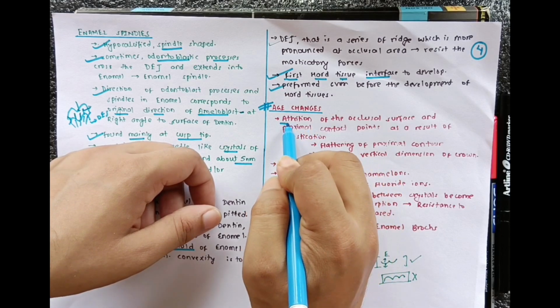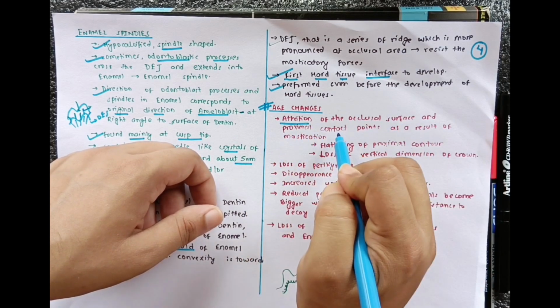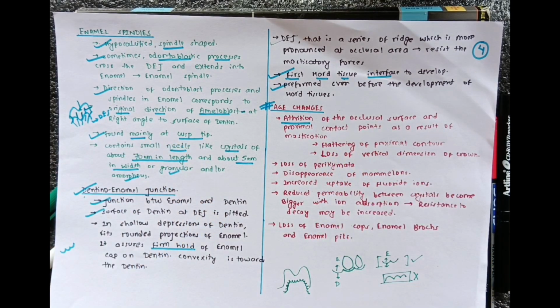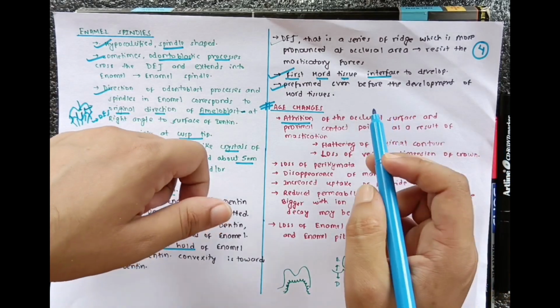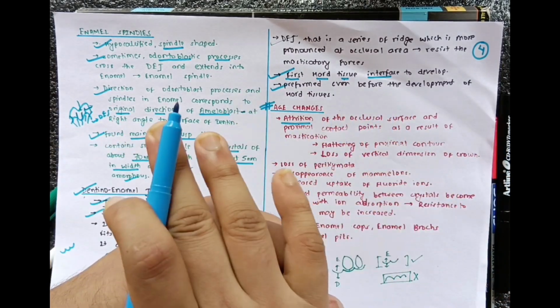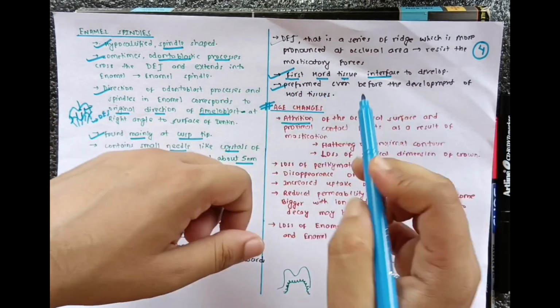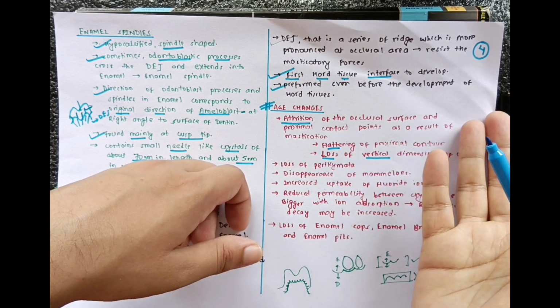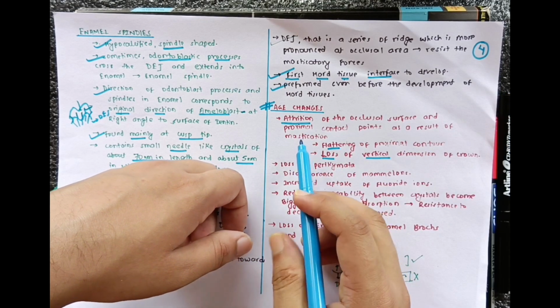There is a presence of adhesion of the occlusal surface and the proximal contact point. As a result of the mastication, that caused the flattening of the proximal contour and the loss of the vertical dimension of the crown. So there is adhesion of the occlusal surface and the proximal surface, that would cause the flattening of the proximal contour and the loss of the vertical dimension of the crown.